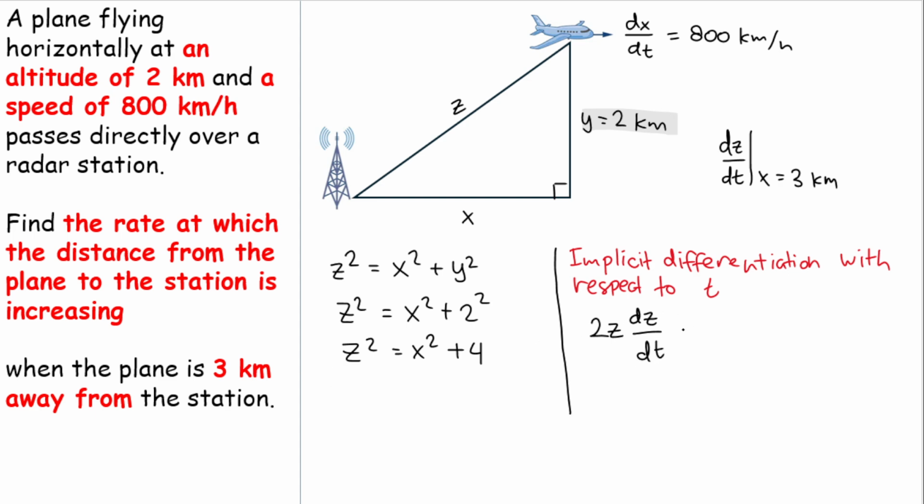And the same for the right hand side. I have x squared here, so I differentiate it into 2x, but with respect to t, so I multiply by dx/dt. And plus 4 becomes 0. So we can cancel out these two here. And now we have dz/dt. Let's isolate that, and I will have x divided by z, times dx/dt.